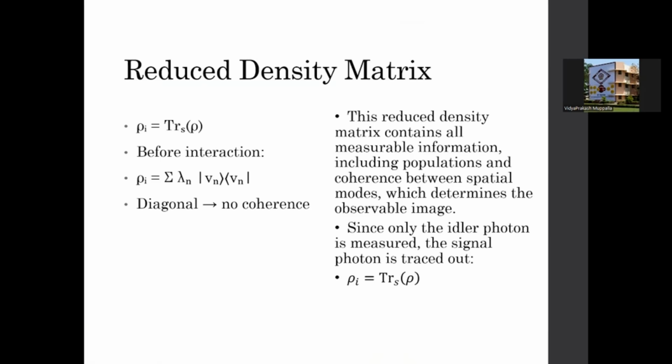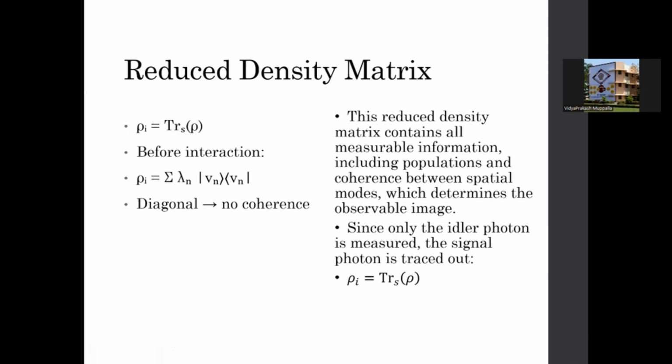So, what is a reduced density matrix? The reduced density matrix is central to understanding quantum imaging because it represents the part of the system that is actually observed. In our setup, we only detect the idler photon while the signal photon interacts with the object. Therefore, we must trace out the signal photon from the full density matrix. Mathematically, this is written as rho I, which is the trace over the signal of the density matrix, summed over all possible signal states.